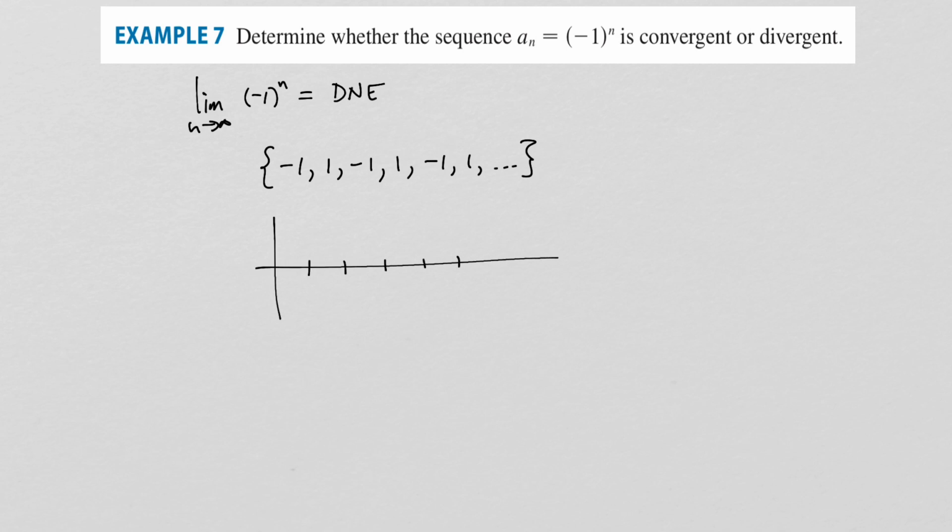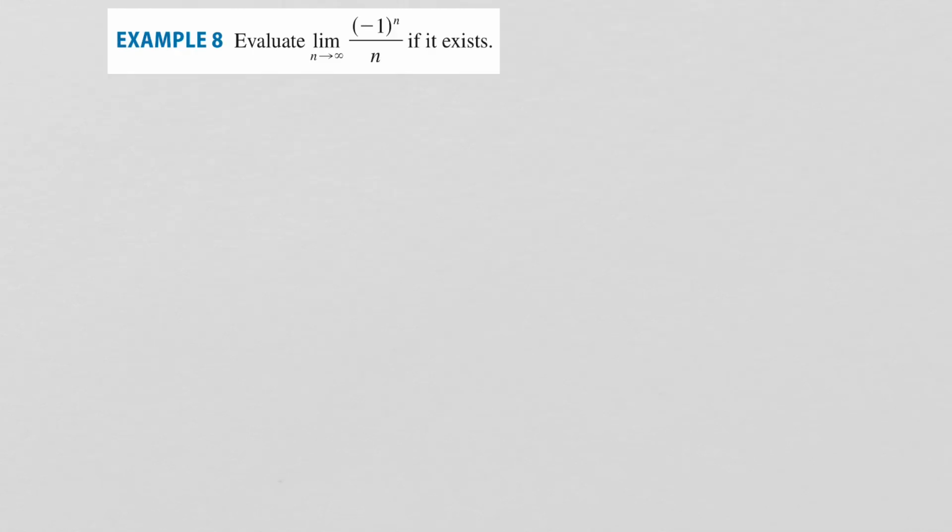So for example, when you plug in n equals 1, 2, 3, 4, 5, etc., you are going to get -1 and then +1, and then -1 and then +1. And it just does this. And so it's not converging, it's not getting close to something. So this sequence clearly is divergent. Now our next example, we wish to take the limit as n goes to infinity of -1 to the n power divided by n.